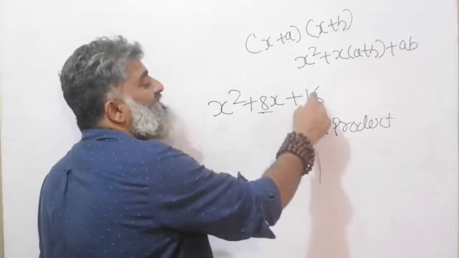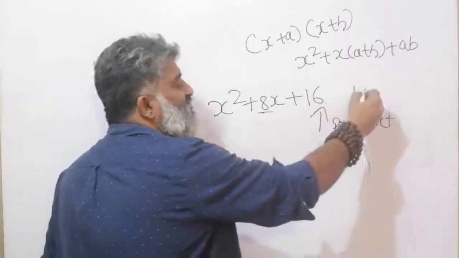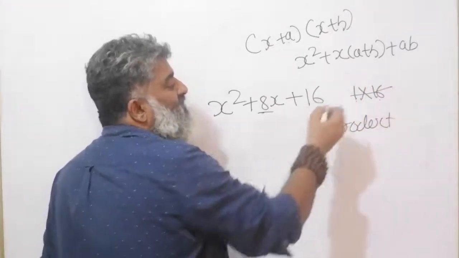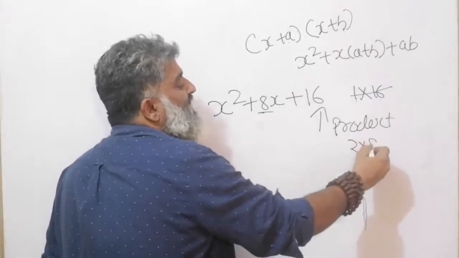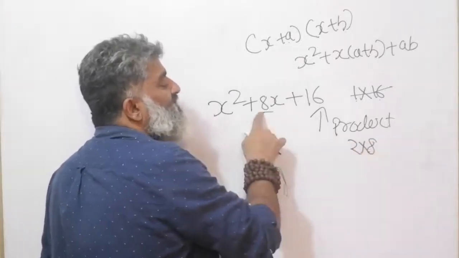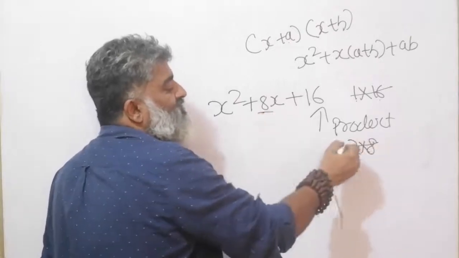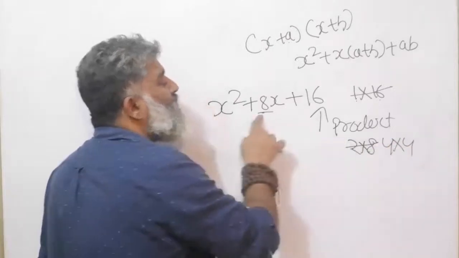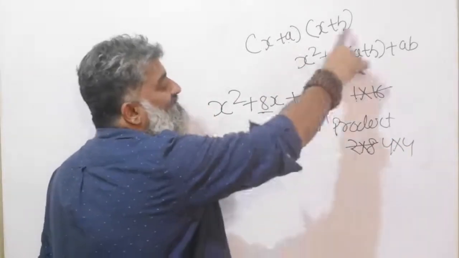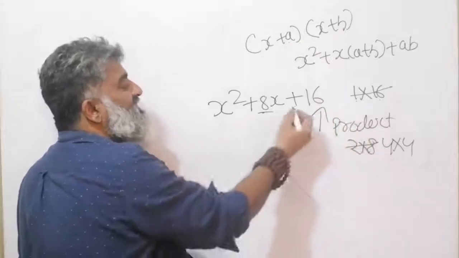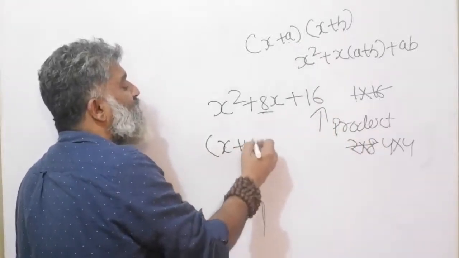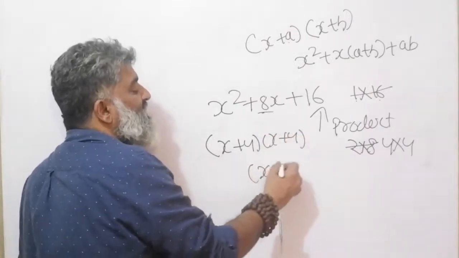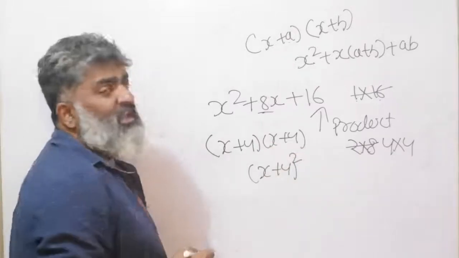So I'm thinking, okay, 16 is the product of what two numbers? It could be 1 into 16, but 1 into 16, the sum will be 17, so this is not going to work for me. It could be 2 into 8, but if the product is 2 into 8, the sum should have been 10, so this is also not working for me. Product could be 4 into 4, and 4 plus 4 gives you 8. So a as well as b both are 4, so that means this expression is the same as x plus 4 into x plus 4, or you can simplify this as x plus 4 whole square.